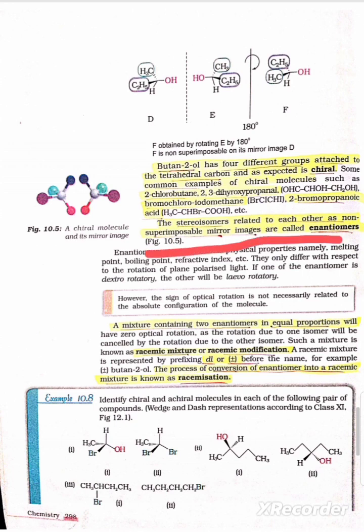Let us learn about the meaning of enantiomers. Enantiomers are stereoisomers which are non-superimposable mirror images. Another important topic here is the racemic mixture. A racemic mixture means an equimolar mixture of both dextro and levo compounds, or two enantiomers, designated by DL or the plus-minus symbol. And racemization is the process of conversion of enantiomers into a racemic mixture.